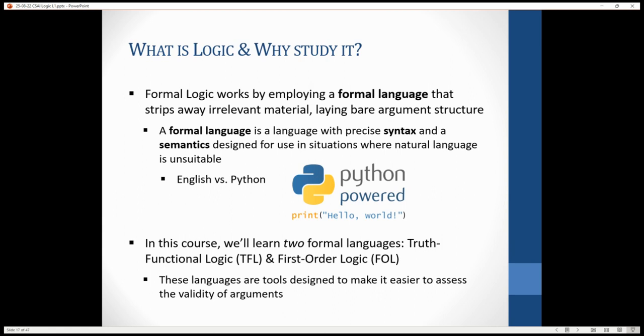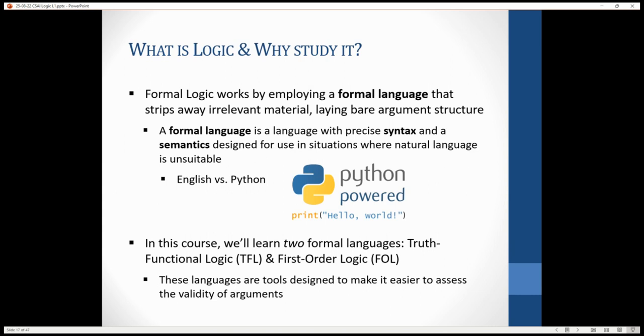So how are we going to do it? So formal logic works mostly by employing formal languages. And these formal languages strip away irrelevant material, laying bare the syntax or structure of arguments. Formal languages are languages with precise syntax and semantics. They're designed for use in particular situations, especially when natural language is unsuitable. Does everyone know what I mean when I say natural language? This might be a notion that I haven't talked about, right? So English is a natural language. Dutch, French, pretty much any language that you actually speak is going to be a natural language.